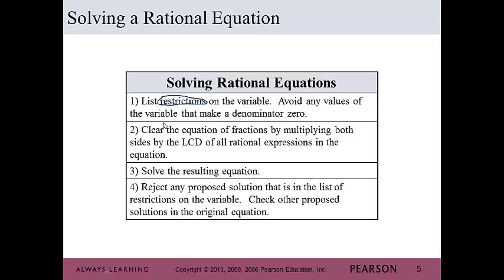And then step 2 says you're going to clear the equation of fractions by multiplying both sides by the LCD. So every term is going to be multiplied by the least common denominator. And then step 3, you're going to solve the resulting equation. And then step 4, reject any proposed solution that is in the list of restrictions from step 1. Check other solutions in the original equation.